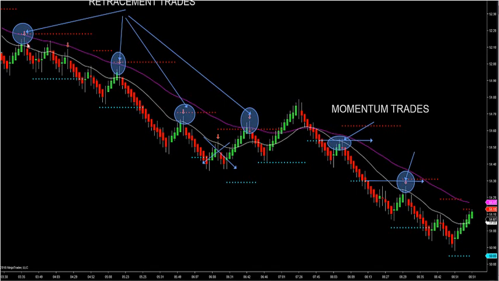So, 1, 2, 3, 4, 5. It's 5 for 5 since 3:30 this morning using my system. Now, that's retracement trading. That's retracement trading when you get an opposite color candle against the trend filter.